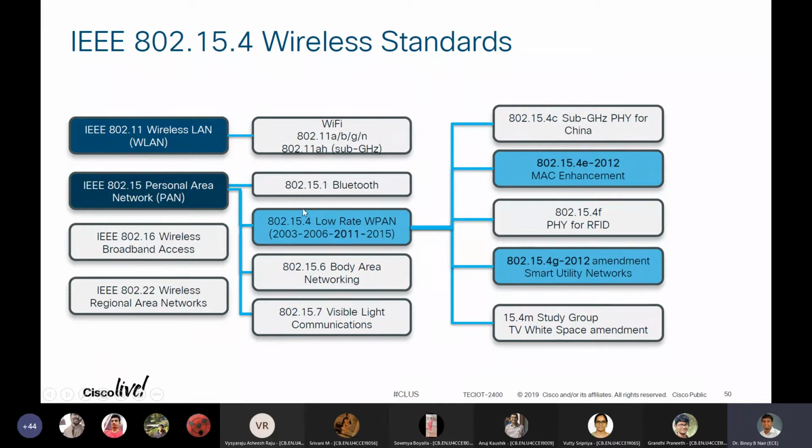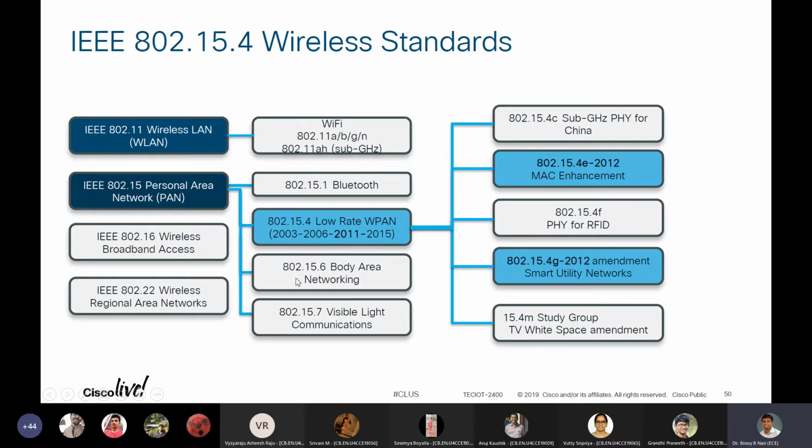And there you have the modifications in this particular protocol which have happened over a period of time. You will find a separate standard has come up for Chinese devices. You have certain increments in 2012 for MAC, security and those kinds of things. Enhancement was done, and there is a variation called 802.15.4f, which is mainly the physical layer definition for RFID technologies. In 2012 there was one more modification, mainly for smart utility networks like smart grids, and so on. You have white space as well, so all those different applications have happened.